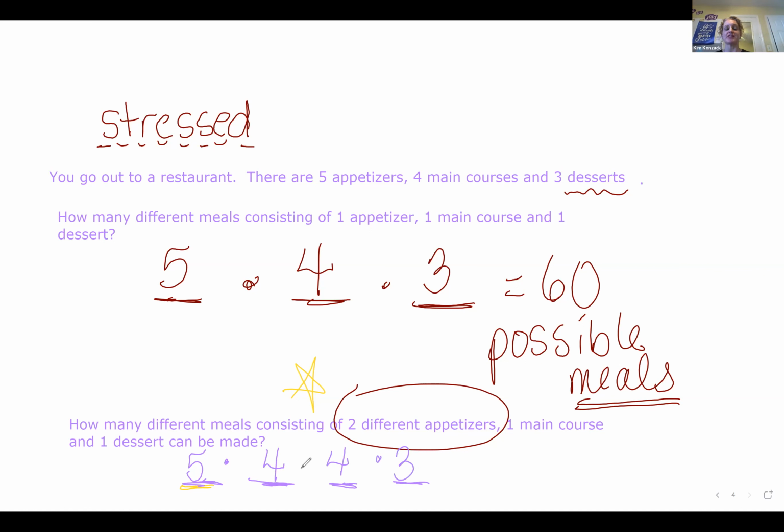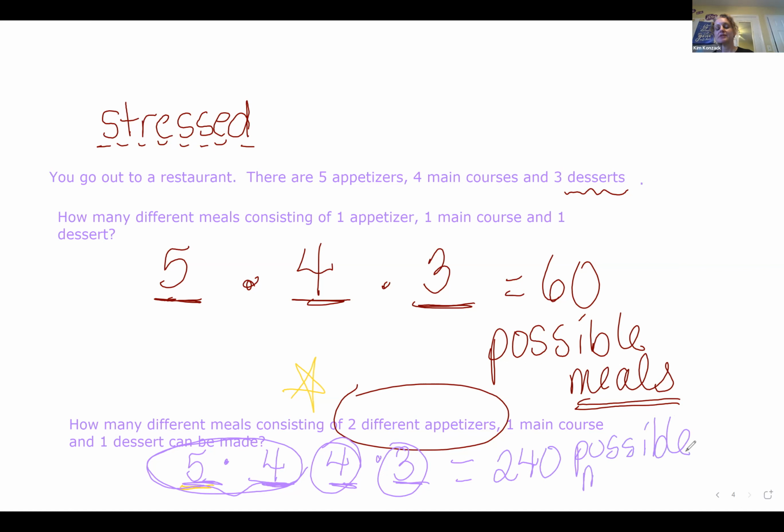Okay, so again, this was the appetizers, the main course, the dessert. Okay, so you see how that's a little bit different? So in this case, it's going to be 20 times 4, right, which is 80 times 3, which is 240 possible meals. Someone's really hungry here. Possible meals. Okay.